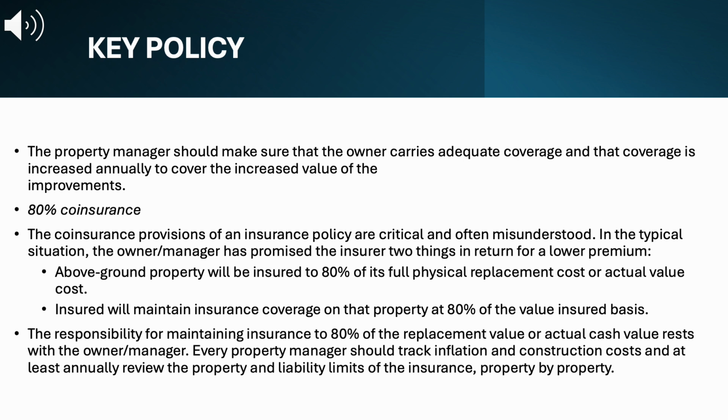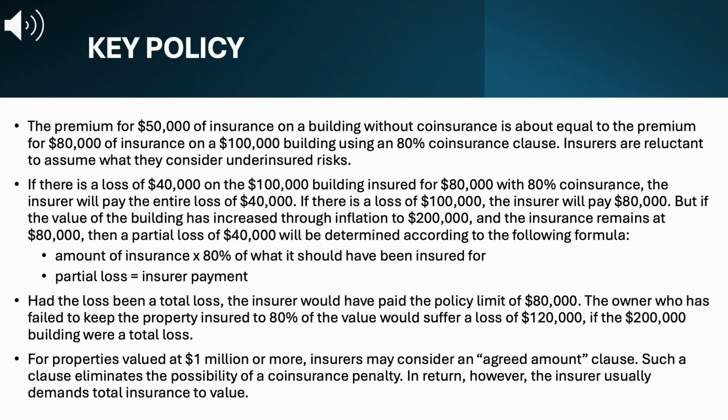Every property manager should track inflation and construction costs and at least annually review the property and liability limits of the insurance property by property. Key policy. The premium for $50,000 of insurance on a building without coinsurance is about equal to the premium for $80,000 of insurance on a $100,000 building using an 80% coinsurance clause. Insurers are reluctant to assume what they consider underinsured risks.